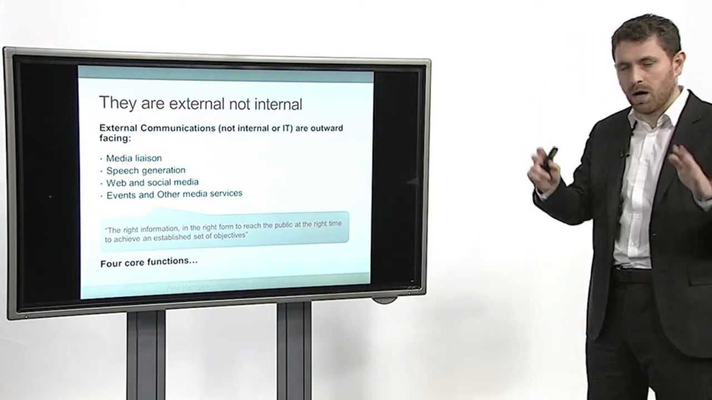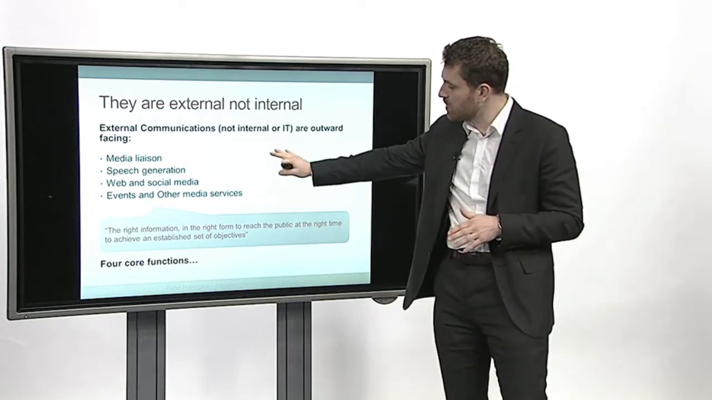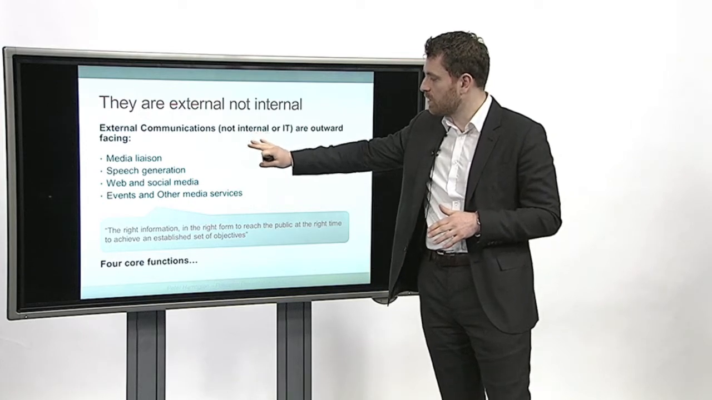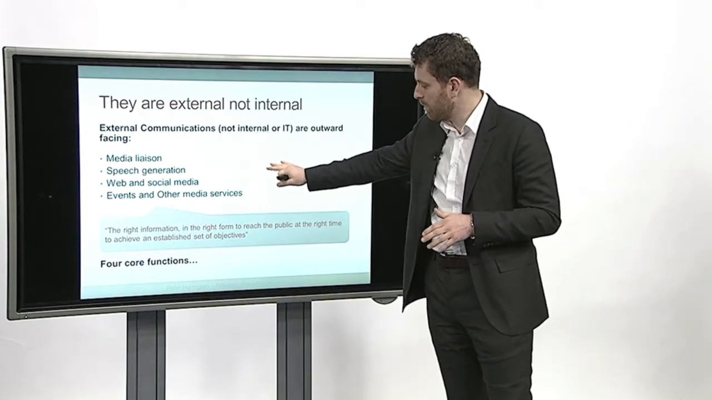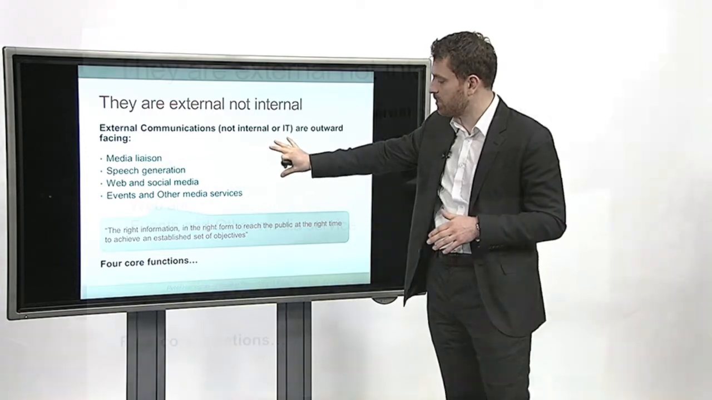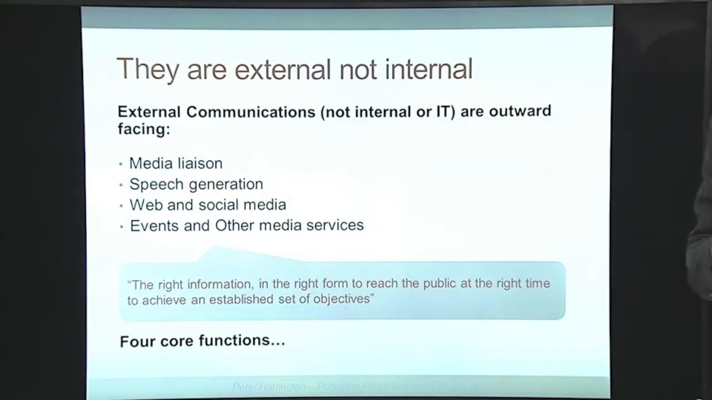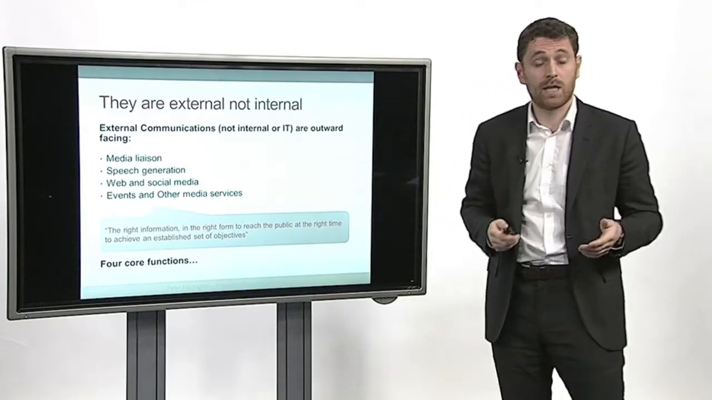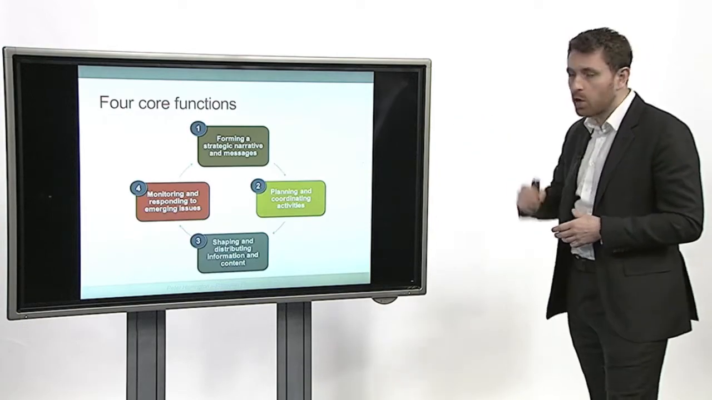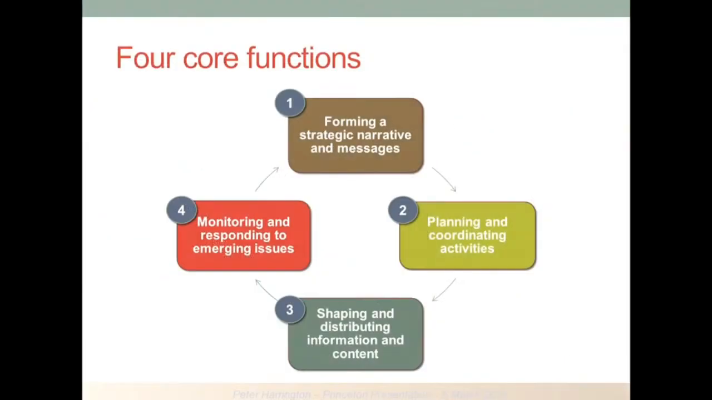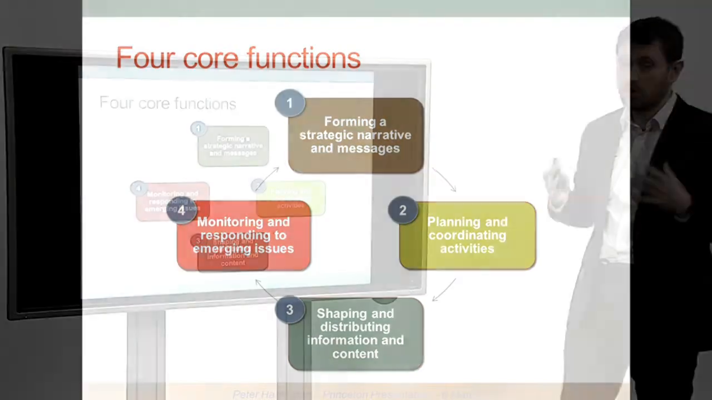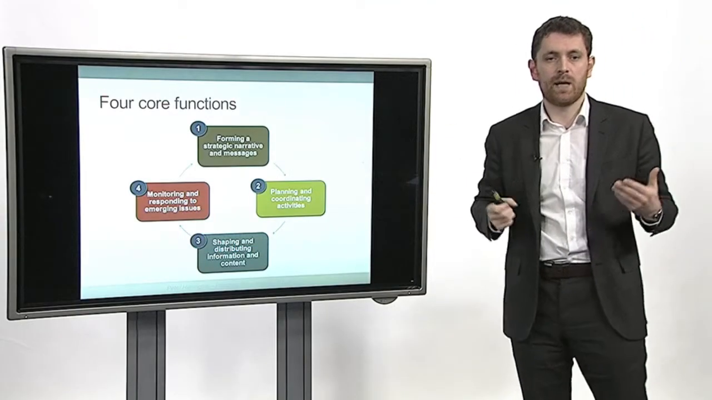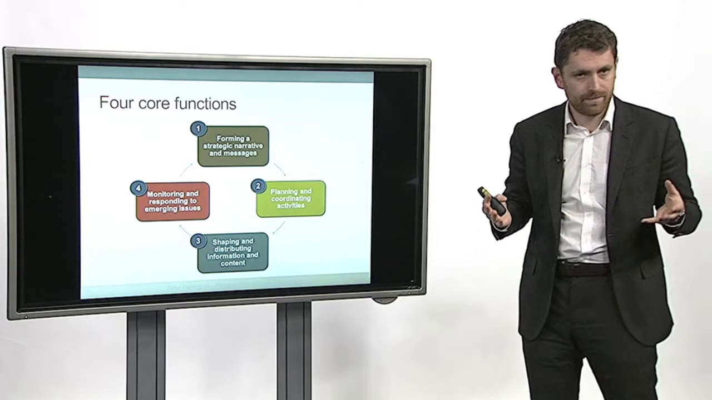And, keeping that in mind, I think more important than these descriptive baskets about what happens in an external communications department, it's more important to think about the functions, what are the actual things that you're doing when you're communicating, and that will help us think about what effective communications look like. So there are 4 core functions, at least in the way that I thought about this in my work. First of all, you're forming a strategic narrative and messages. This is extremely important. It's about the government explaining not just what it's doing, but why.